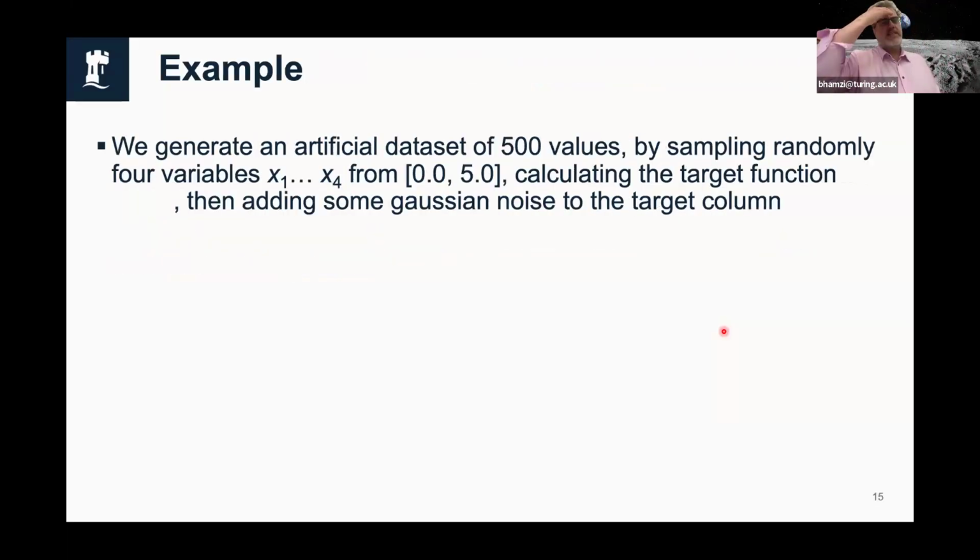So let's have a look at an example here. So I'm learning how to find these things that are going missing now. So let's generate an artificial data set of 500 values. Let's sample randomly 4 variables and calculate a function of them, and then we'll add some Gaussian noise to the target so that it makes a slightly more challenging problem. So we've got this data set, and what happens?